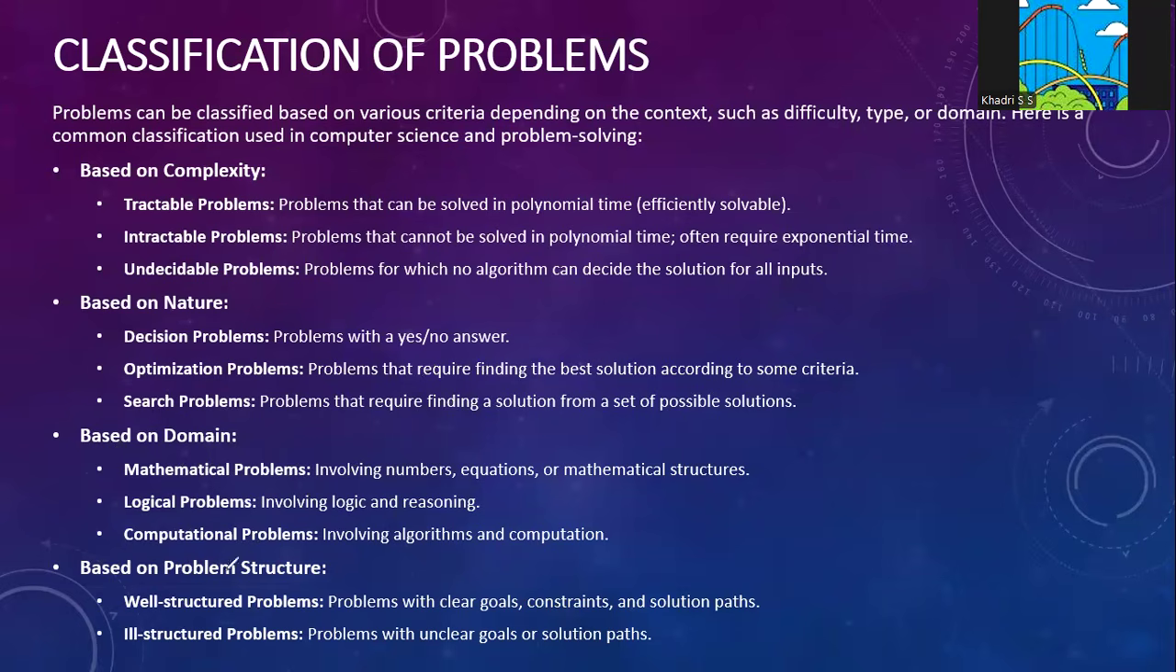And the last one, based on the problem structure: a well-structured problem, which is a problem with a clear goal, constraints, and solution path, and an ill-structured problem with unclear goals or solution. These are the four classifications of problems: on the basis of complexity, nature, domain, and problem structure.